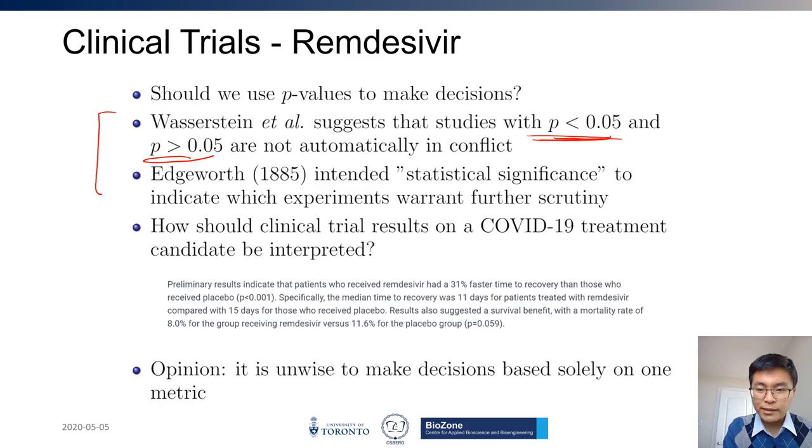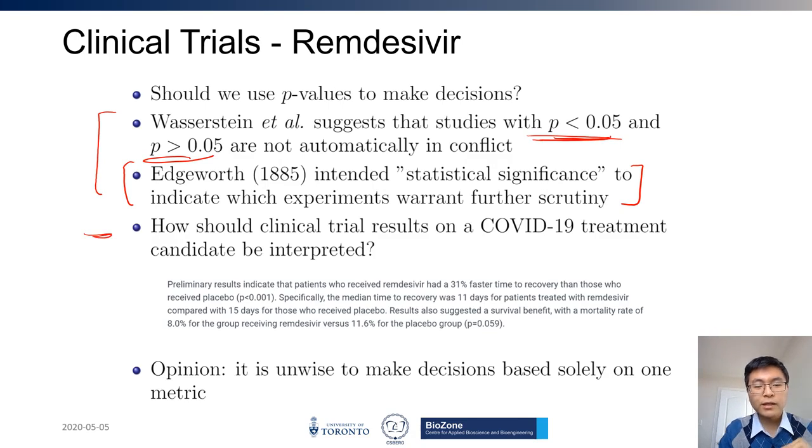And what's interesting is that they refer to this paper from 1885, where Edgeworth originally meant for statistical significance to indicate that this is some set of experiments or conditions that warrant further scrutiny, right? It is not an endpoint. It is not to say, okay, we have p less than 0.05, we're good, we need to publish.